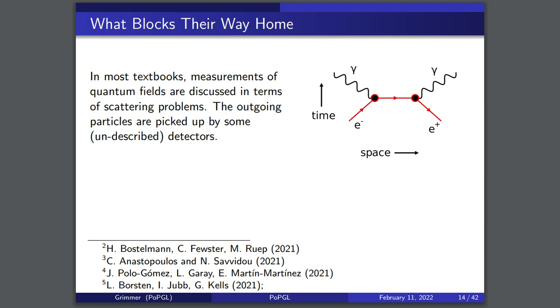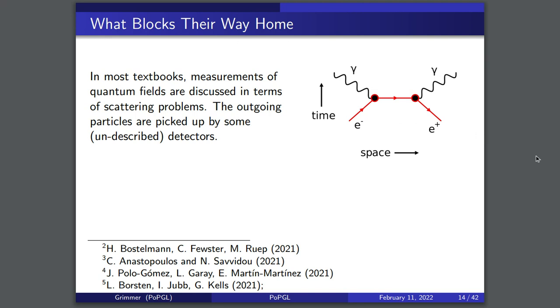Well, in most textbooks, measurements of quantum fields are discussed in terms of scattering problems, right? Here we have an electron coming in and a positron coming in, and they undergo some sort of interaction, and then you have to sum over all these Feynman diagrams consistent with this if you're doing it that way. But roughly, the scattering particles come in, they interact in some way or some number of ways, and you get the total amplitude for different types of outgoing particles. Here it's 2 photons coming out.